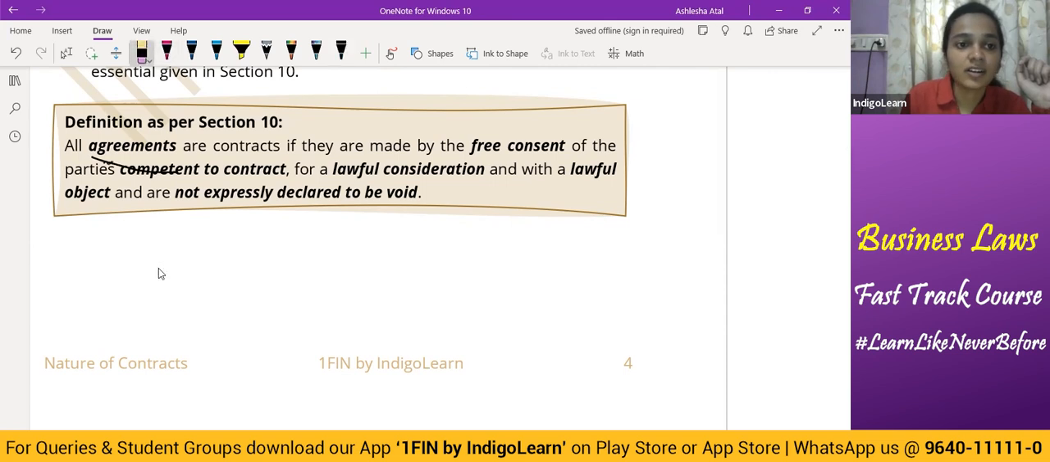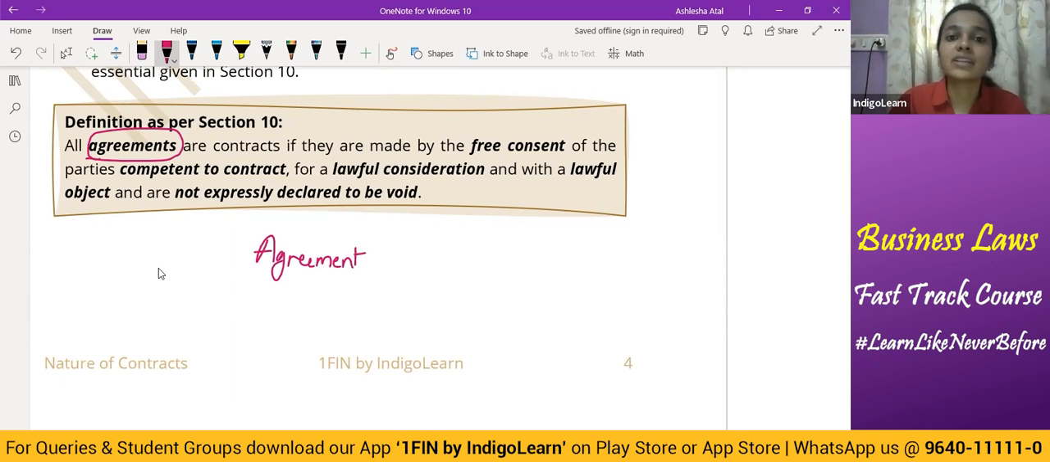So here we get the first essential element, and that is agreement. For a contract to come into existence, there has to be an agreement. If there's no agreement, there'll be no contract coming into existence. And this agreement should definitely be a lawful agreement, a proper agreement as defined under section 2 clause E of the Indian Contract Act 1872. So the first and foremost essential element is that there has to be an agreement, and this agreement, when legally enforceable, will become a contract.